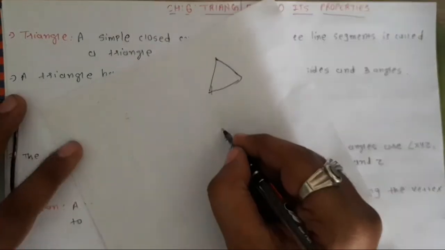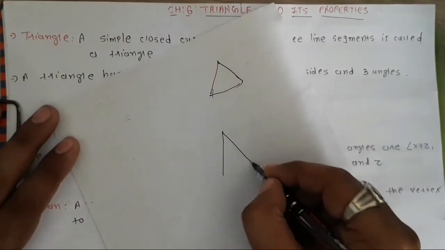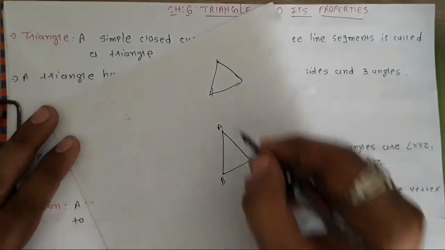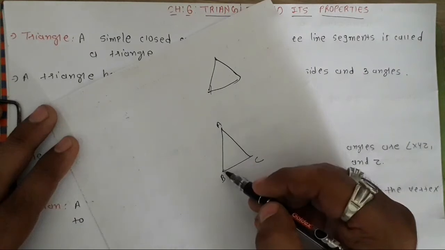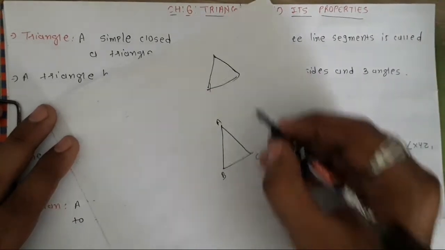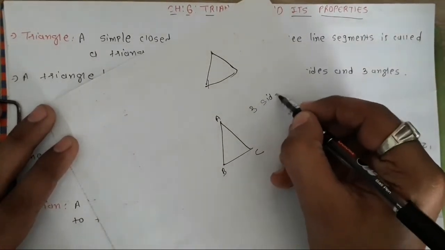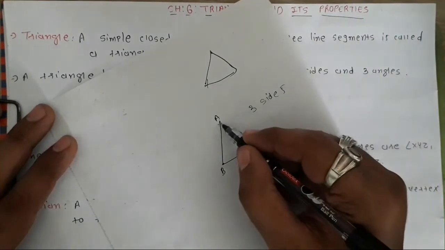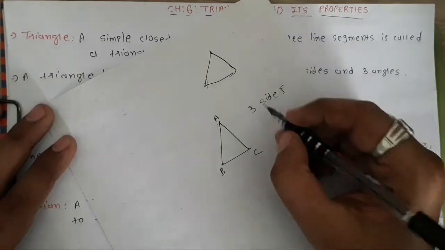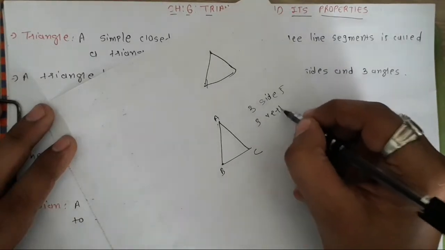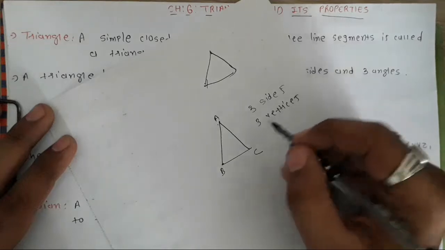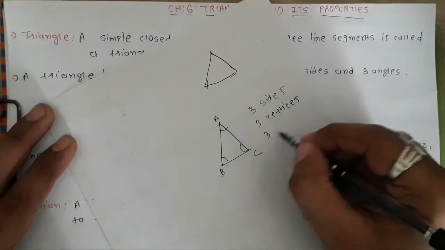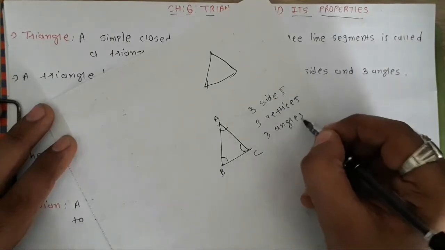Taking another example, this triangle is ABC. In this triangle, this one is side AB, side BC and side AC. So three sides are there. Another one is three vertices are there: vertex A, vertex B, vertex C. So three vertices are there and three angles are there. This one is the first angle, angle A, angle B, angle C. So three angles are there in the triangle.